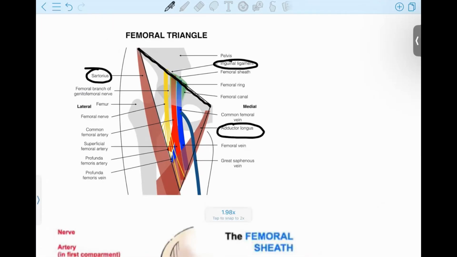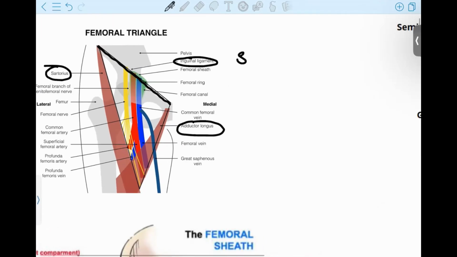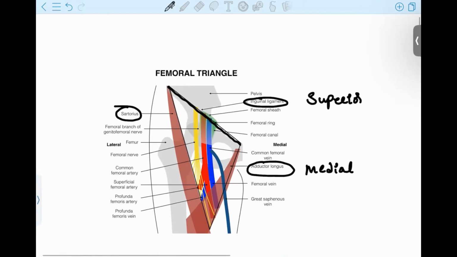So the first question is, what is the superior border? The superior border is the inguinal ligament, the medial border is the adductor longus, and the lateral border is the sartorius.